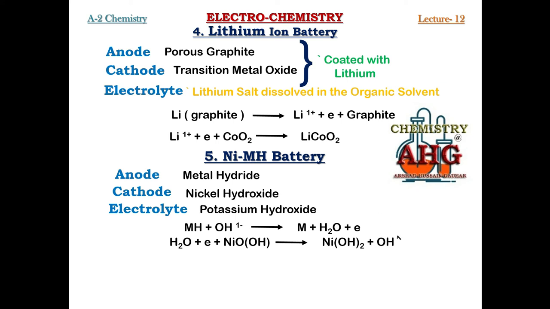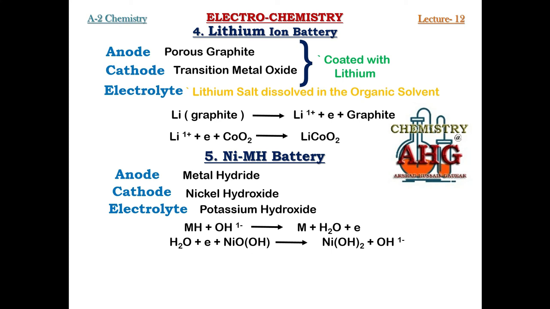You can see nickel has been reduced during this reaction. On the left hand side, the oxidation state of nickel is 3 positive. On the right hand side, nickel has the oxidation state of 2 positive. So during this reaction, at the cathode nickel is reduced, while at the anode hydrogen is oxidized. These are the equations for the discharge process. For the recharging process, you can reverse both of these equations.